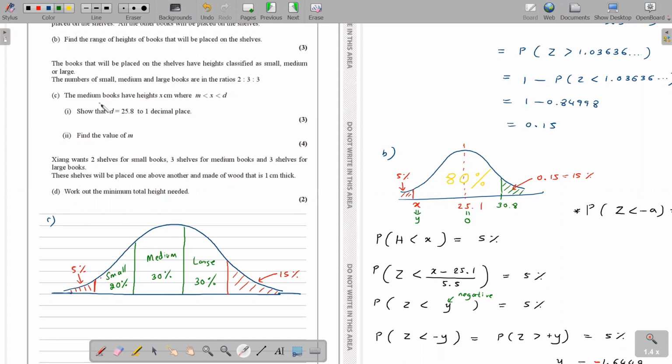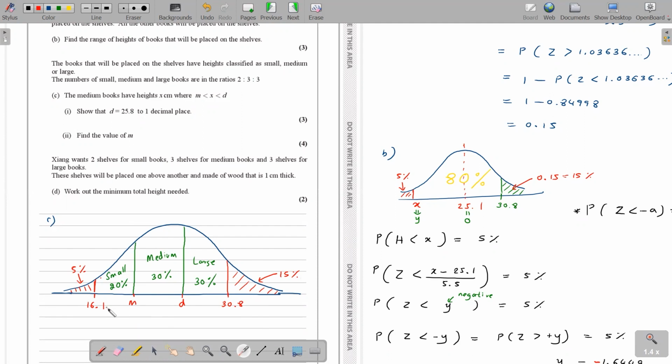Okay. The medium books have heights x centimeters where x is between m and d. So here the x value, that means they are giving you the range for the medium. Do you see these medium books? So medium books are between the values of M and D. So these are the real heights of the books. Are you all with me? I think we know already the other two ranges. This range we got was 16.1. This range was given as 30.8, right? Do you see? So the medium range is in between M and D.